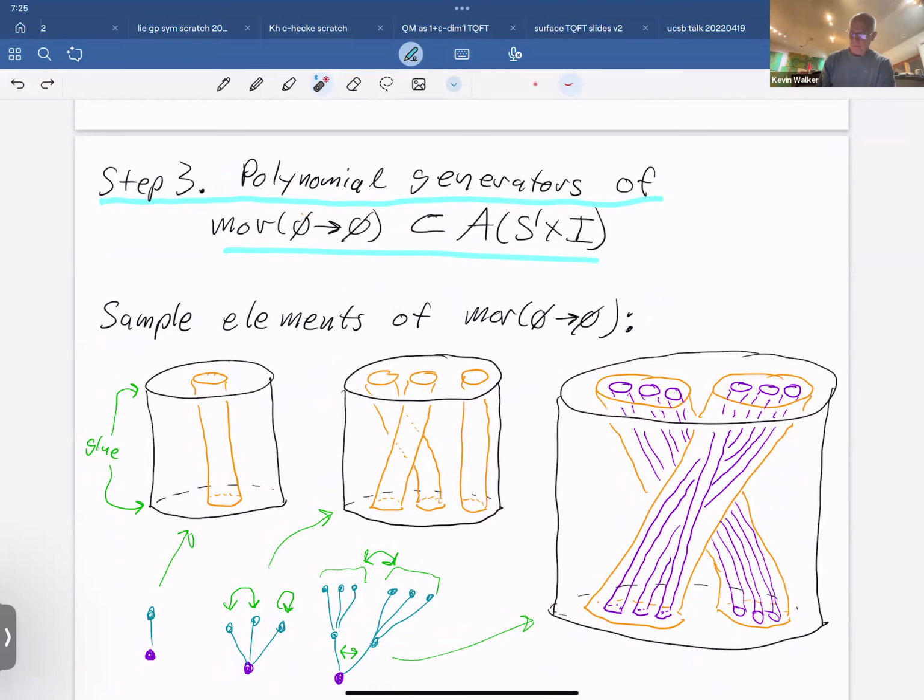So, I've got a cylinder, B2 cross I, and I have some collection of circles, and then I have some automorphism of them, like I've drawn here, then I can glue it up to get a collection of surfaces in S1 cross B2. Here's a more complicated example. And each of these are indexed by a tree, as we discussed before, and an automorphism of the tree. So for example, here I take the tree and I swap these two leaves and I leave this one alone, and that would give this diagram.